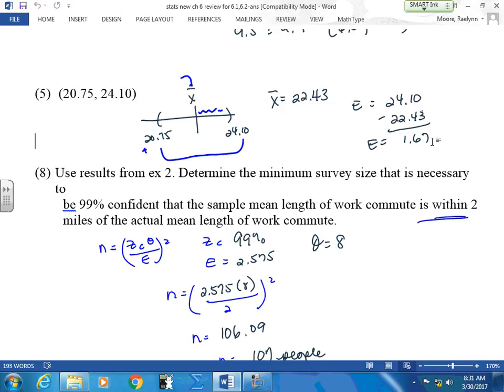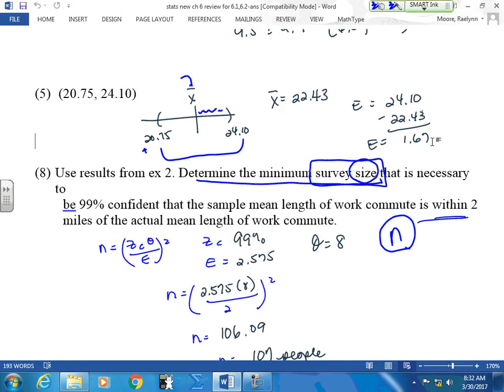You need to know this one. And did I give you the formula? I think I gave you, if I didn't, I will. Oh yes, I did. It's on your test. You need to know the margin, you need to know the sample size. Now how do I know what I'm looking for? It says determine the minimum survey size. Determine the size. That's the sample size, my n variable. Go look for the formula that says n equals.